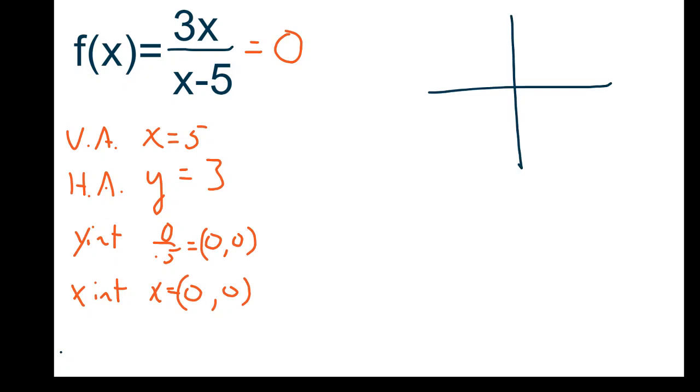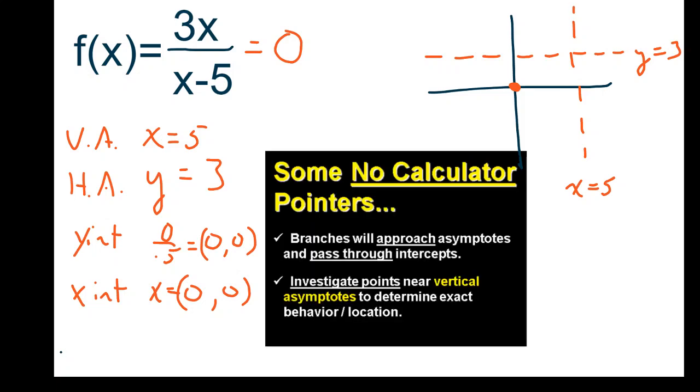All right, so we start putting these features on the graph, just like before. We can be confident with labeling and drawing that vertical asymptote, the horizontal asymptote, and our intercept, which both of them, x and y, being at 0, 0. So when you think about drawing this graph, remember that every graph you've seen so far has always approached the asymptotes and passed through the intercepts. It's not going to be any different now that we don't have our calculator. We're still going to draw the graph to approach the asymptotes and pass through the intercepts.